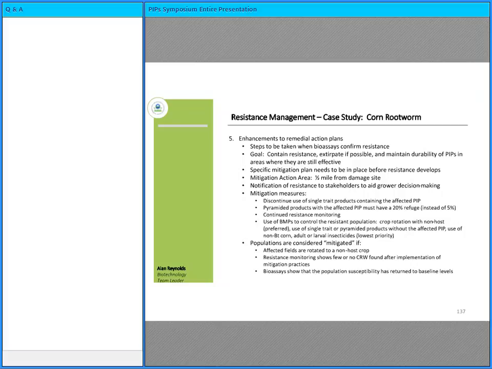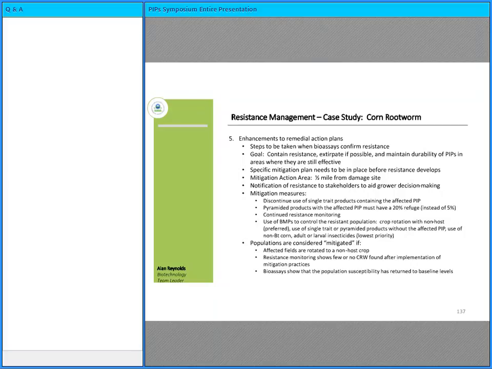Okay, so the fifth aspect of the framework was enhancing the current remedial action strategies. And these, of course, are the steps that would be taken when we have bioassay confirmation of resistance. The goals, certainly, are to contain resistance, extirpate it if possible, and maintain the durability of PIPs in the areas where they're still effective. Now, the mitigation action area, as I mentioned before, is certainly a challenging component to define, but for rootworm, it was defined as 1/2 mile from the damage site, and this was based on corn rootworm dispersal biology.